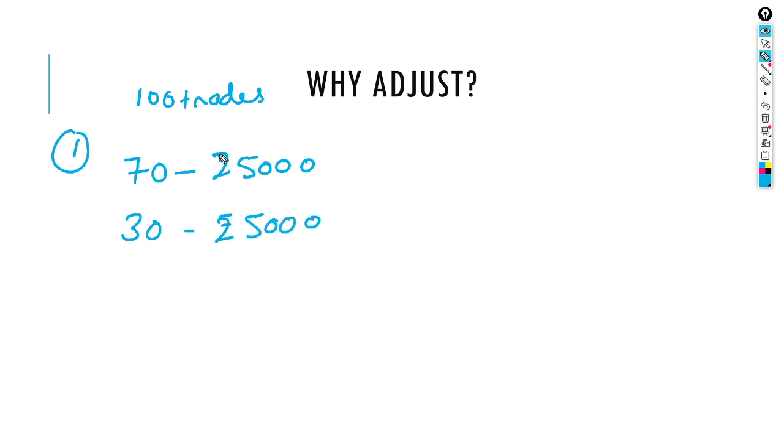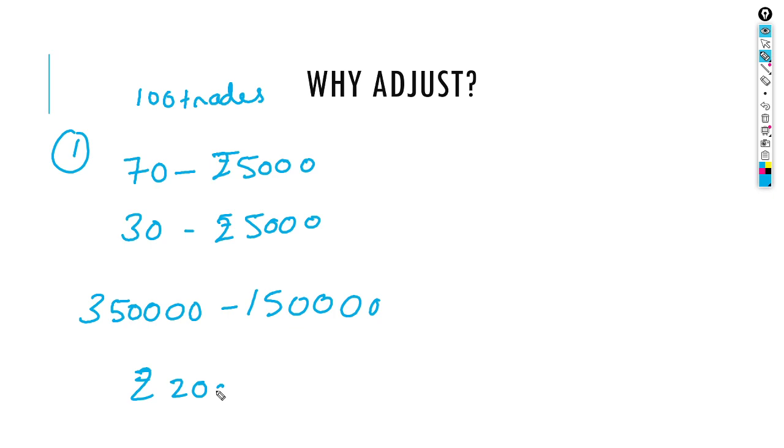Now if I take 100 trades, I am going to make 70 times 5,000, because this is the average profit I make when I win the trades, right? Which is 3,50,000, minus 30 times the average 5,000 as my loss. So I am going to lose 5,000 rupees 30 times, which is 1.5 lakh. So my net profit is going to be 2 lakh rupees if I take the same trade 100 times. I hope this is clear.